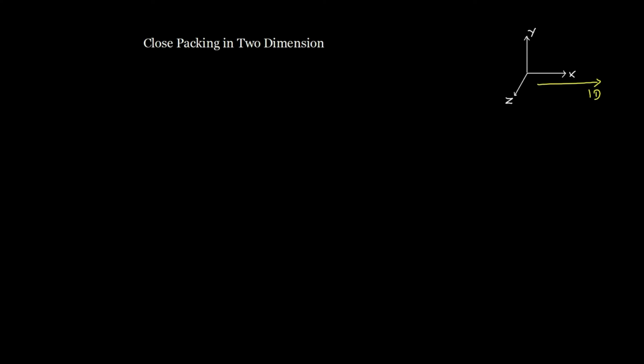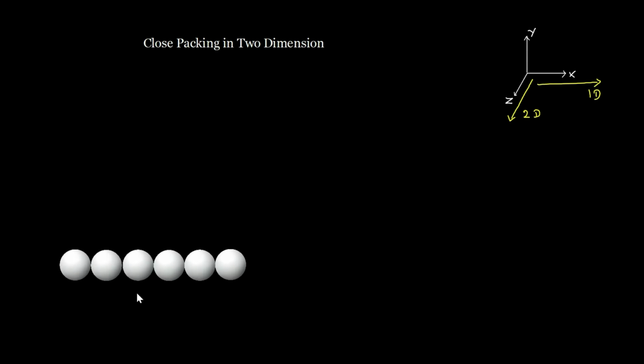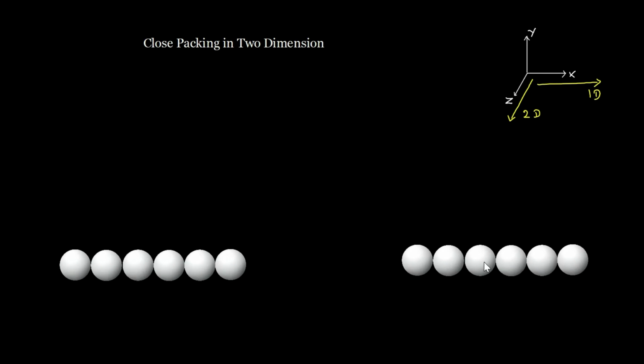Next, we shall extend this to two dimensions. That is, we are going to arrange the atoms in the z-axis. You can do this in two ways. First, we can arrange the atoms of the second row by keeping them exactly on the top of the atoms of the first row, or we can keep the atoms of the second row in the depressions of the first row.